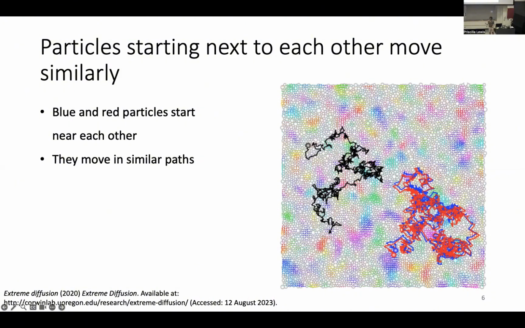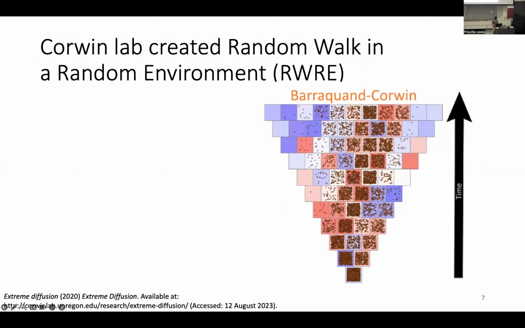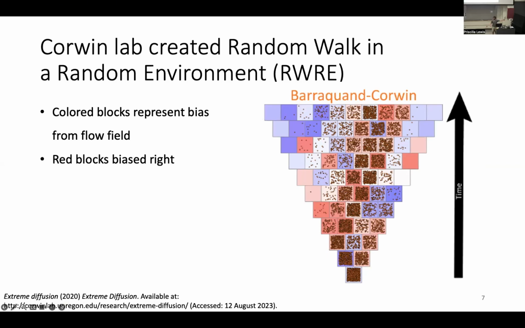And so why is that idea important? Why is the idea important that diffusing objects that start near each other will move in similar ways? This is the other model I'm going to talk about. This model was made by Jilami Baraquand and Aileen Corwin. And in this model, you can see that the blocks are colored, and the colored blocks represent bias from the flow field. So red blocks are biased to go to the right, and blue blocks are biased to go to the left. And so it looks a little bit different.